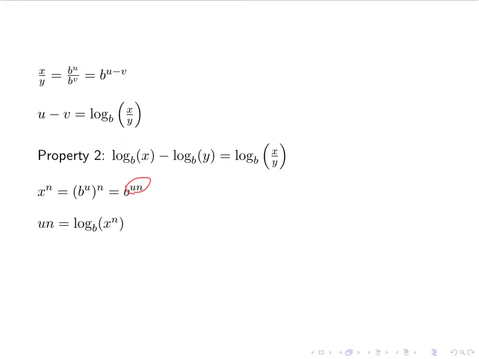Again, replacing what u is, we get property 3. n times log base b of x equals log base b of x to the n. So what we do is we think of it like just moving the exponent down as a coefficient.